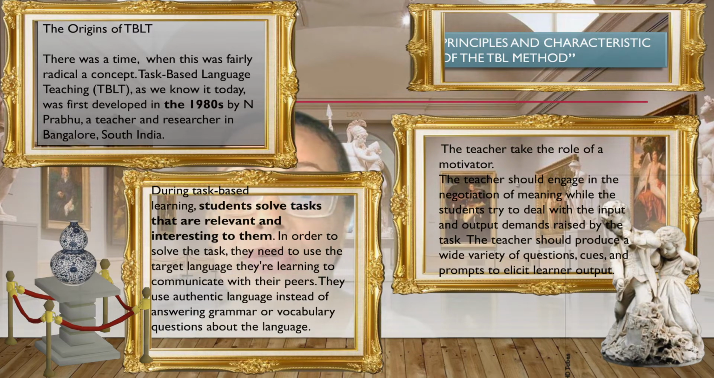In this room, we're also going to see what the teacher's role is and what the student's role is. The teacher takes the role of a motivator. The teacher should engage in the negotiation of meaning while the students try to deal with the input and output demands raised by the task. The teacher should produce a wide variety of question cues and prompts to elicit learner output.